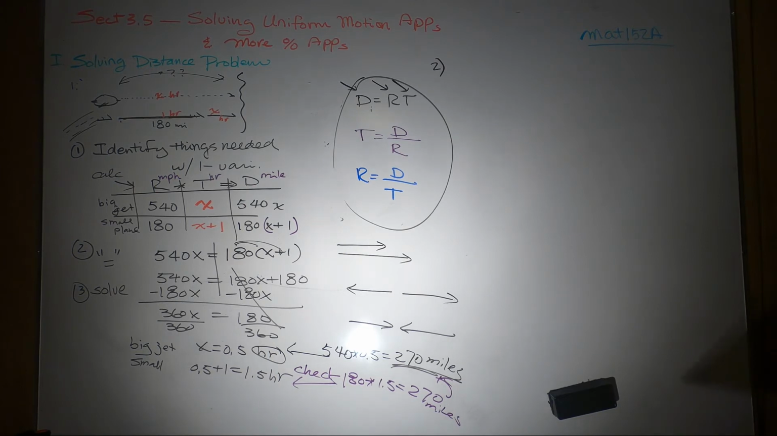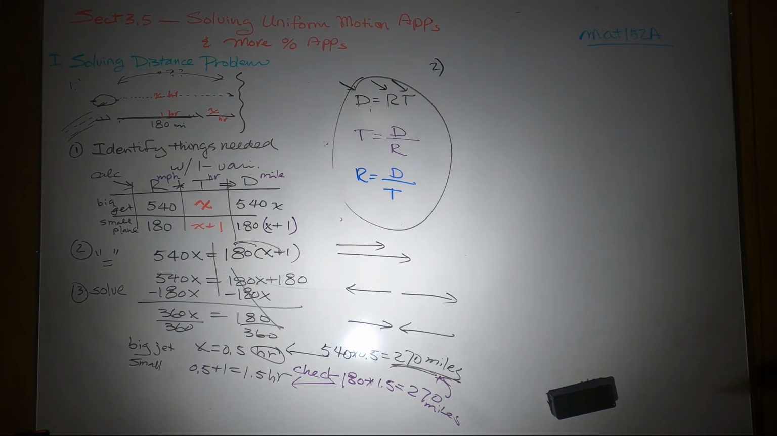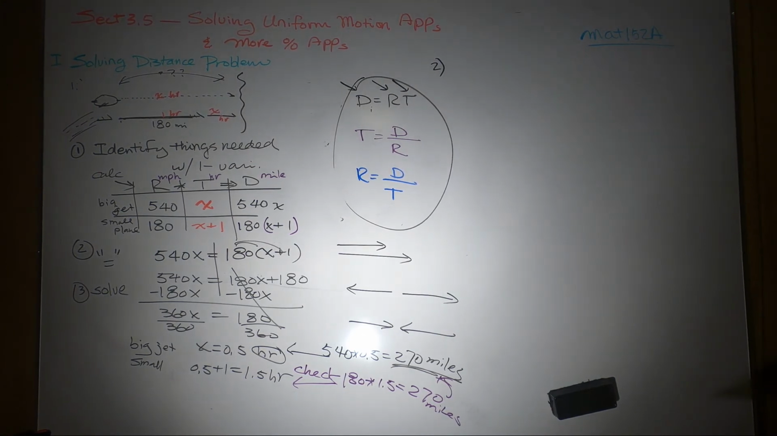Next one, suppose that 2 trains leave Jackson, Mississippi at the same time. One travels east and the other travels west at a speed that is 6 miles per hour slower. So which one is slower, west or east? The other travels west at a speed that is 6 miles per hour slower. So the west one is slower. In half an hour, the trains are 45 miles apart. Find the speed of each train.